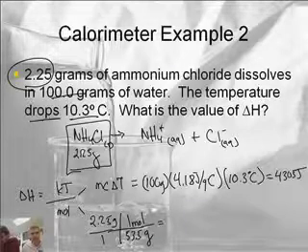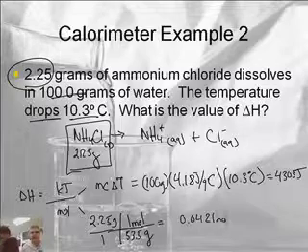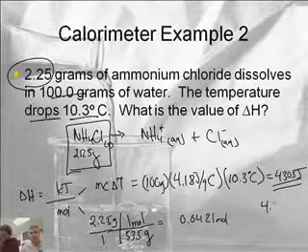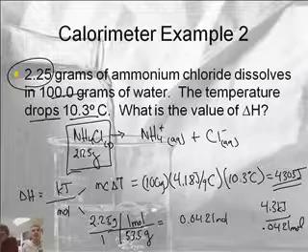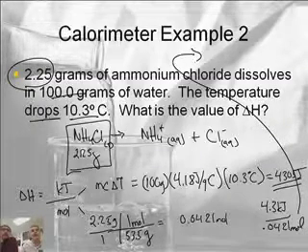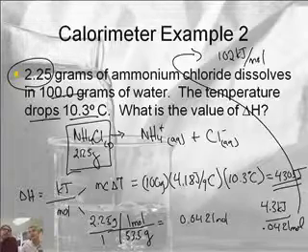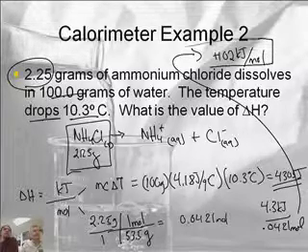53.5, and then when we divide this, we get 0.0421. And that's moles. So to find delta H, it'll be the kilojoules, which will be 4.3 kilojoules, divided by 1,000, divided by 0.0421 moles, and we get 102 kilojoules per mole.